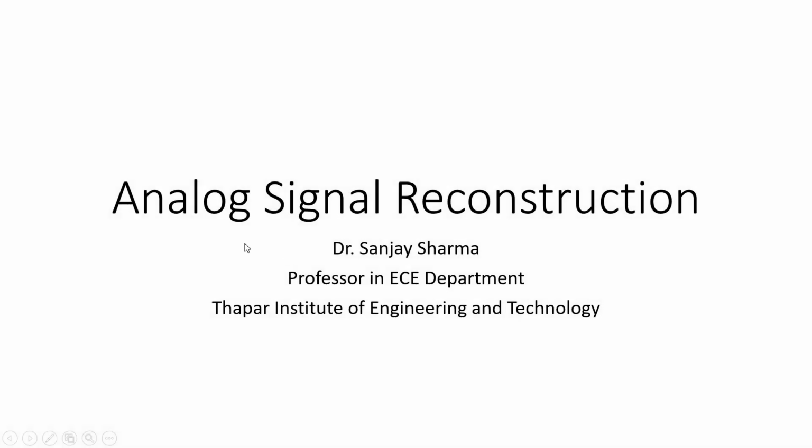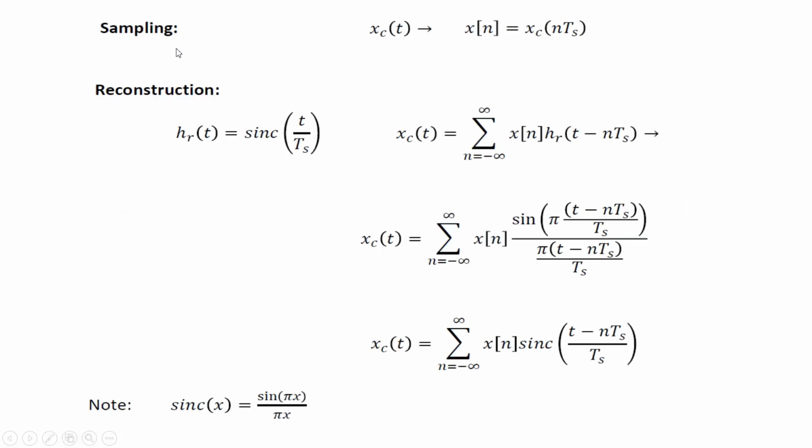Everyone. In this lecture, we will study analog signal reconstruction and we will do the MATLAB coding also. Just to revise the process of sampling, a continuous time signal is given, right? And to get the discrete signal out of this continuous signal, we just replace the small t with n capital T sub s, right?